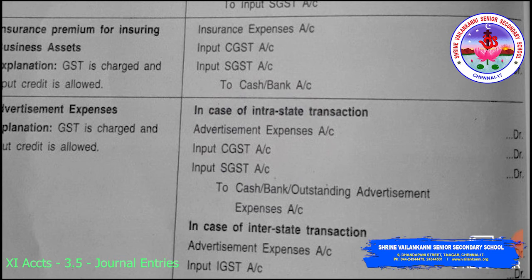When expenses are supposed to be paid but you have not paid, then you will show it as outstanding expenses account. Okay, so if it is intra, then input CGST, input SGST. One thing you have to remember is you have to understand the normal entry. With that you need to add this input CGST or SGST or input IGST. You should be able to identify that. If it is intra, then it is CGST, SGST. If it is inter, IGST.